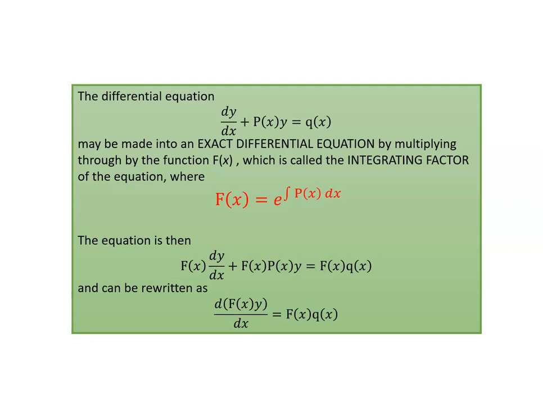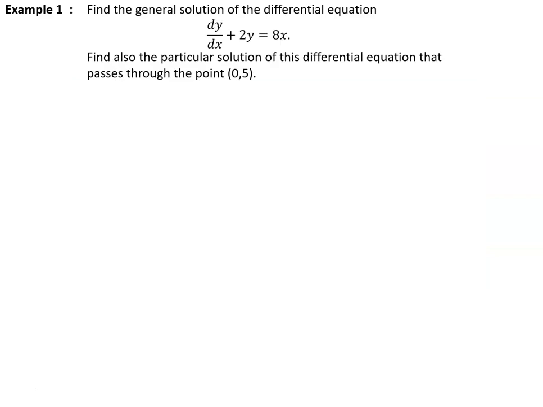So let's try and see this in practice. We're going to try and find the general solution of the differential equation dy by dx plus 2y equals 8x, and find the particular solution of this differential equation that passes through the point (0, 5).